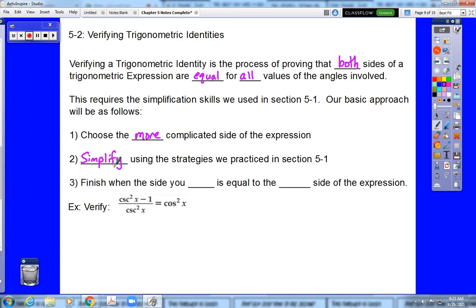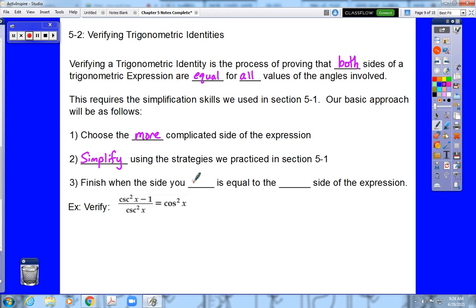And this is the advantage of this: in 5.1 we didn't really ever know that we were for sure done. Well, in 5.2 we will know when we're done by noticing that the side that we chose is equal to the other side of the equation.